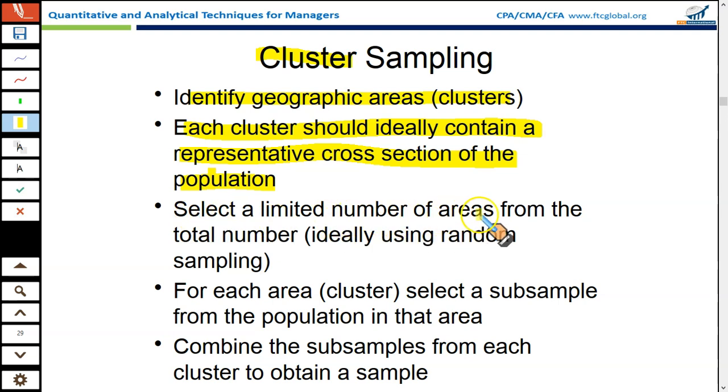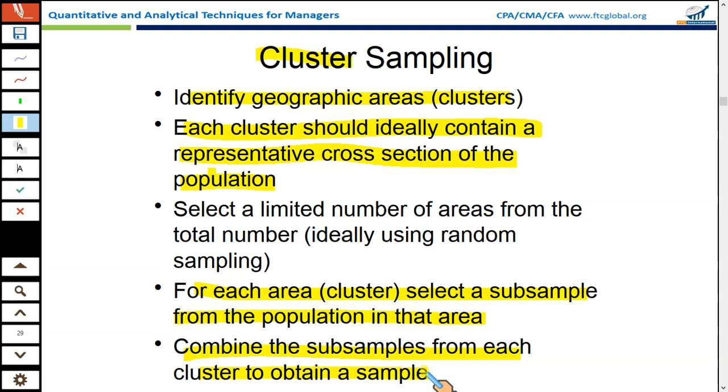Then select a limited number of areas from the total number, ideally using random sampling. Yes, you can only pick a few areas from all possible ones because of limited time and resources. So this is usually done randomly to make sure that it's fair. Then it says for each area or cluster, select a subsample from the population in that area. Within each chosen area, pick a smaller group of people to study. And then finally, combine the subsamples from each cluster to obtain a sample.